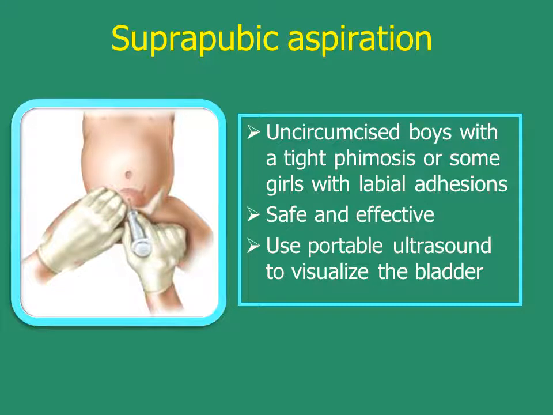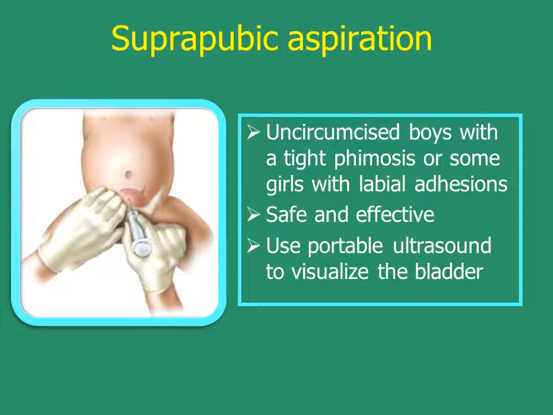Suprapubic aspiration is a useful method to obtain a clean urine sample from infants, as well as from those children who are incontinent or acutely ill. The procedure is contraindicated in children with coagulopathy or an abdominal wall defect. Since most failures are caused by the absence of urine in the bladder, a suprapubic tap should not be performed in an infant who has recently voided.